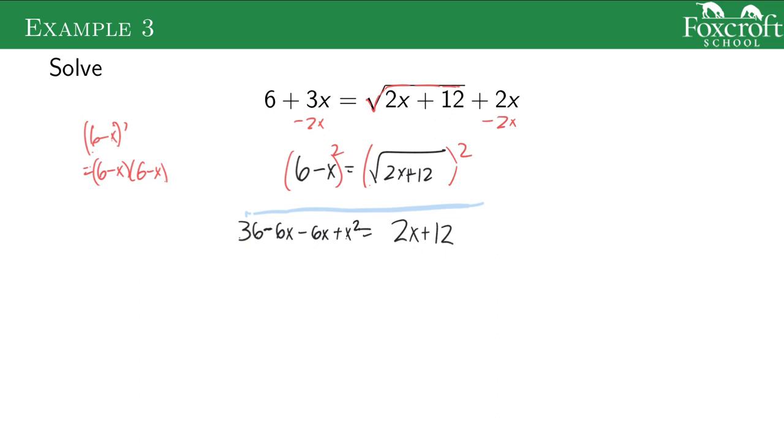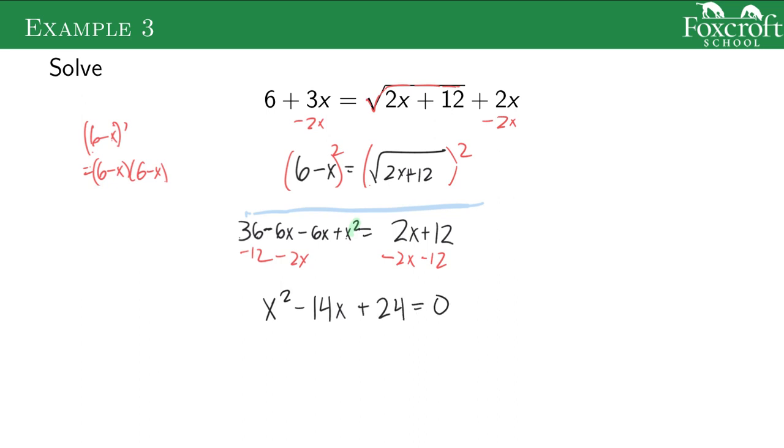And right away, I see this x squared. I know it's a quadratic. So the first thing I'm going to do is get 0 on one side. So I'm going to subtract 2x from both sides and subtract 12 from both sides, because I want to get 0 on one side. And then I'm also going to write my quadratic just in the descending way. So x squared, I have minus 6x minus 2x is minus 14x. 36 minus 12 is 24.